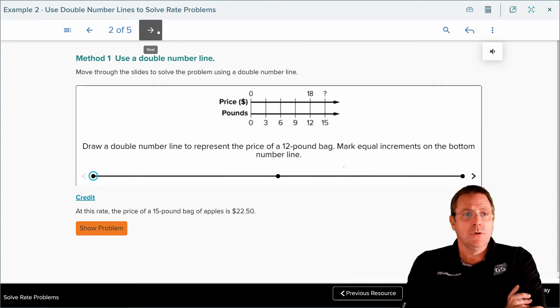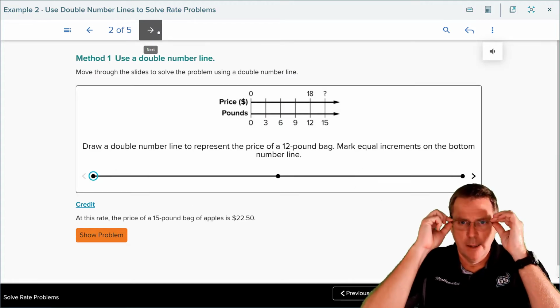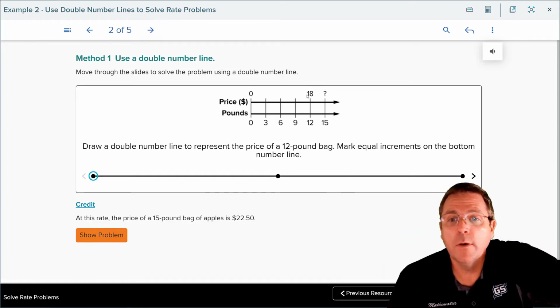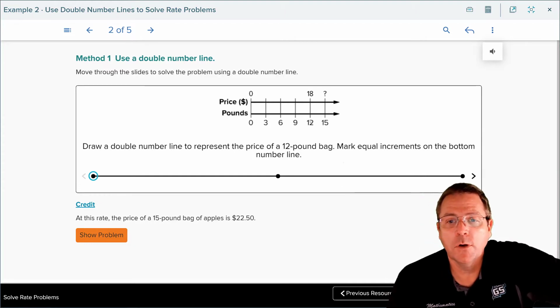Method 1 is going to use your double number line. Once again, we're going to move through the slides, and you can see they set it up originally with an 18 to 12 ratio. The $18 for 12 apples. And they broke it down into 4 sections. 1, 2, 3, 4, with the mystery fifth section out beyond that.